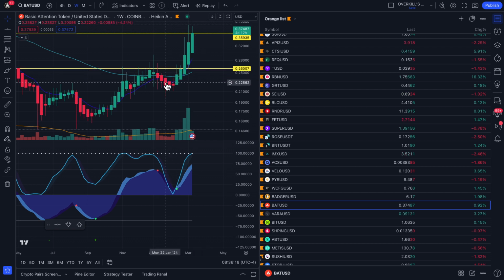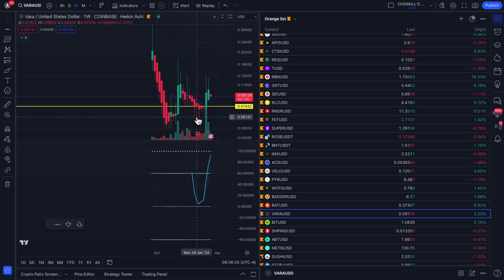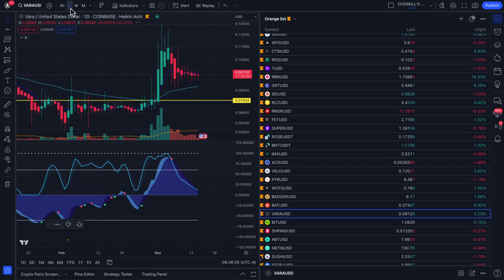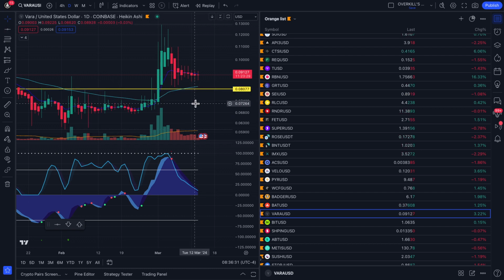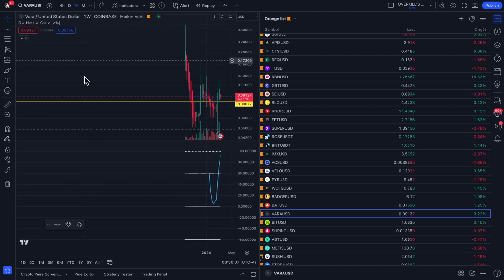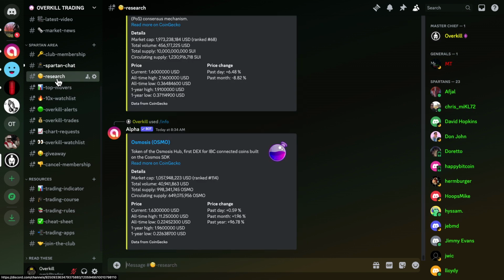Here's BAT. Okay, profit taking territory. Vara. I don't even know why this one's on our altcoin watch list, to be honest with you. What's the daily saying? The daily doesn't look bad. Okay, use a stop loss on this at 8 cents if you want to play the daily. Okay, it's not the kind of chart I want to trade, but it's a very new token. Let's check the market cap on it real quick.